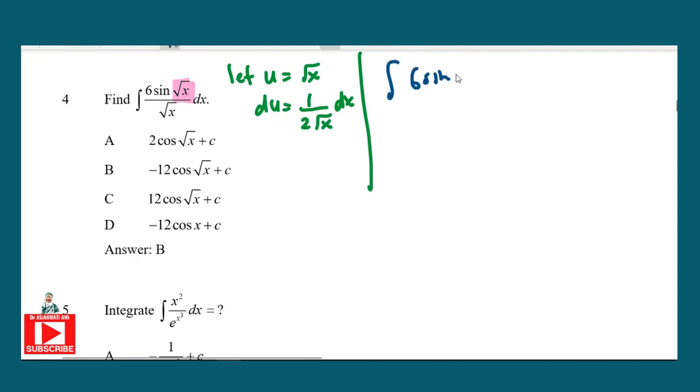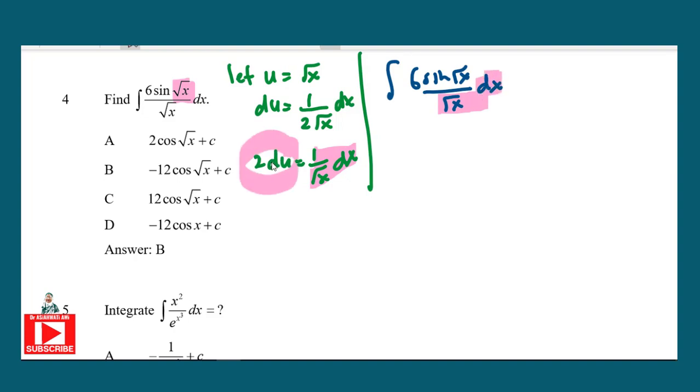6 sin of root x over root x dx. Check, this one brings a 2 to the left and 1 over root x dx. So dx over root x is considered 2 du. Replace: equal to 6 sin u, where root x is u and dx over root x is equal to 2 du.